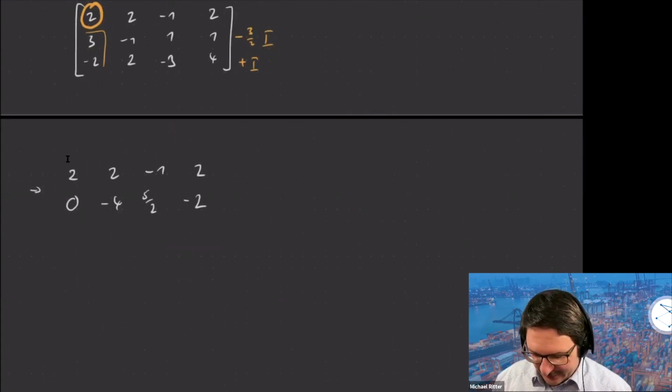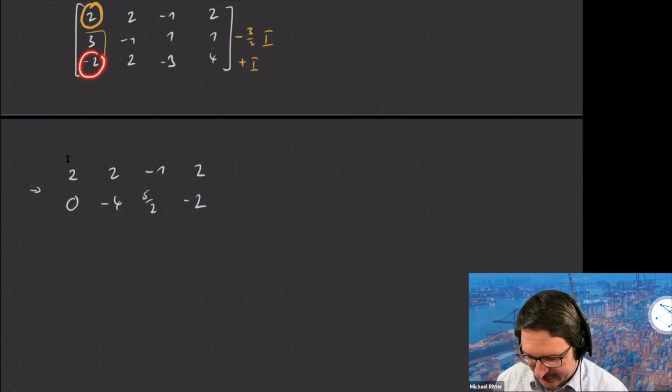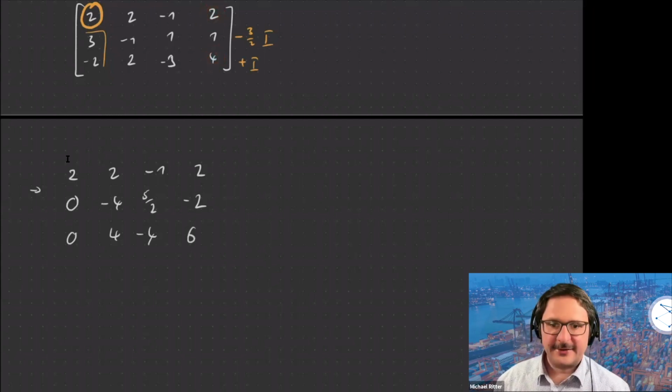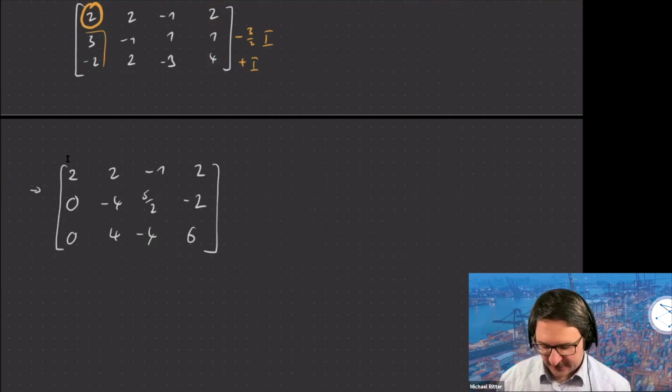And for the last row, we just add the first row. So we have minus 2 plus 2, that's 0. Here we have 2 plus 2, that's 4. Here we get minus 3, minus 1, that's minus 4. And finally, 4 plus 2, that's a 6. So that's the first step in our Gaussian elimination.